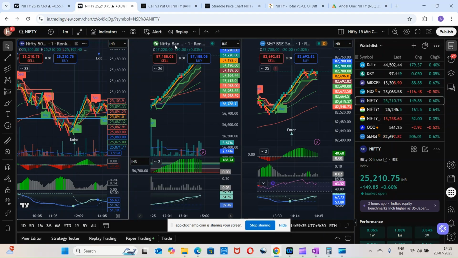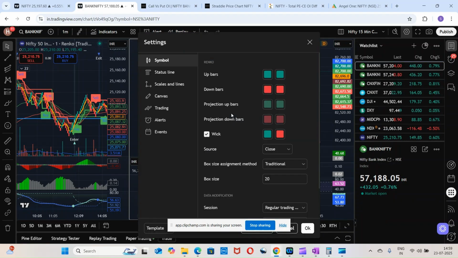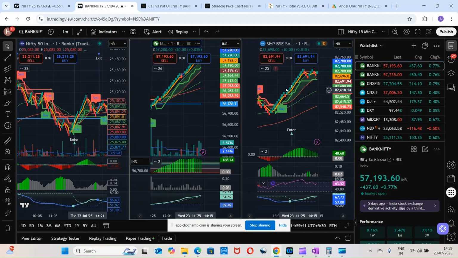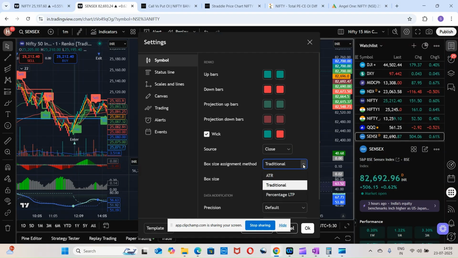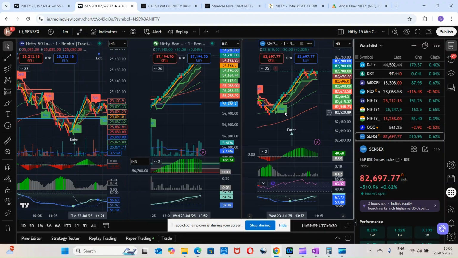Okay, so this is Bank Nifty. I put 20 as the box size here. I selected traditional, but it's not necessary that you select traditional. You could select ATR or the percentage LTP also, and based on your risk tolerance, you can select the brick size. So that's how these Renko charts look.